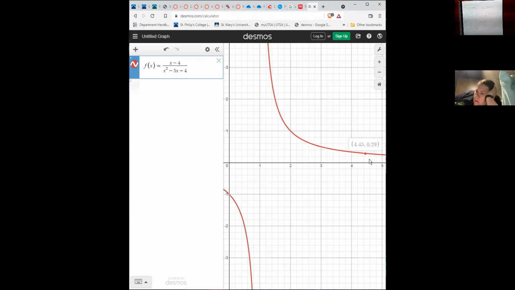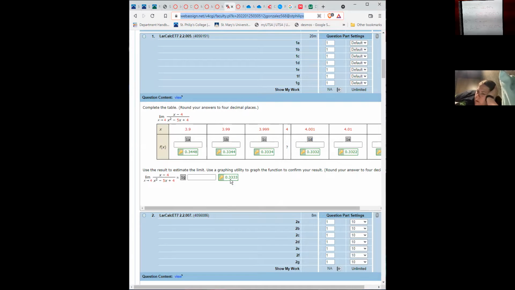0.33383, whatever, 0.34. From the right side, I'm approaching the same thing. So since it's the same, then the limit exists. And that limit is 0.333. Okay, so all you have to do is plug these numbers into the function and write down the solution every single time.